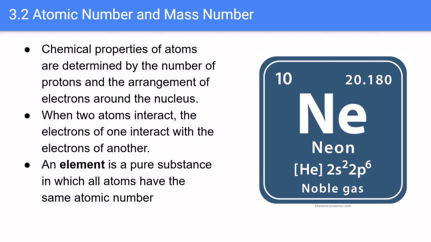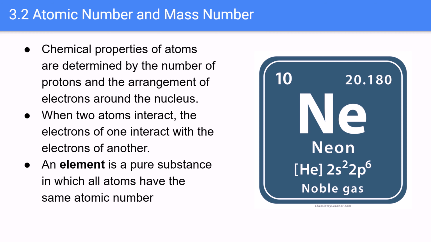We define element as a pure substance in which all atoms have the same atomic number. However, that does not necessarily mean that they contain the same number of neutrons. Remember that the number of protons is based off of the atomic number. So if an element has the same atomic number, it means it's going to have the same number of protons throughout. Again, neon is going to have 10 protons. It may or may not necessarily have 10 neutrons.